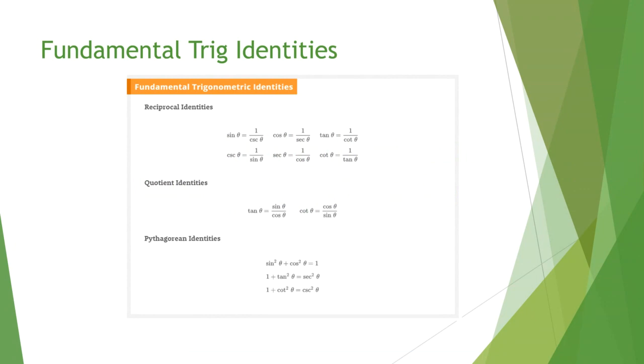And then we've got these Pythagorean identities. These come from the Pythagorean theorem. When you have a unit circle, x is your cosine, y is your sine. So x squared plus y squared equals 1. So cosine squared plus sine squared equals 1, or sine squared plus cosine squared equals 1. And then you can convert those to tangent, cotangent by using the quotient identities and then doing some algebra.